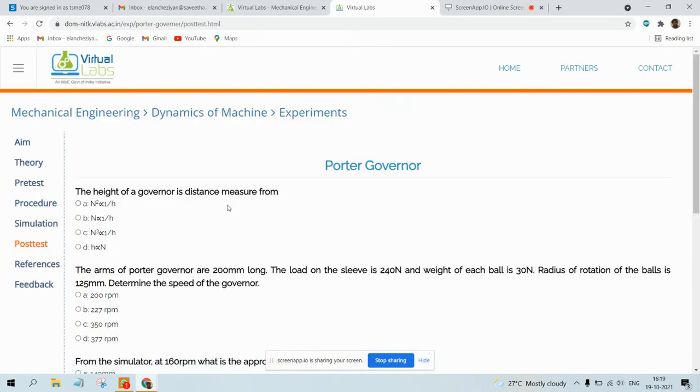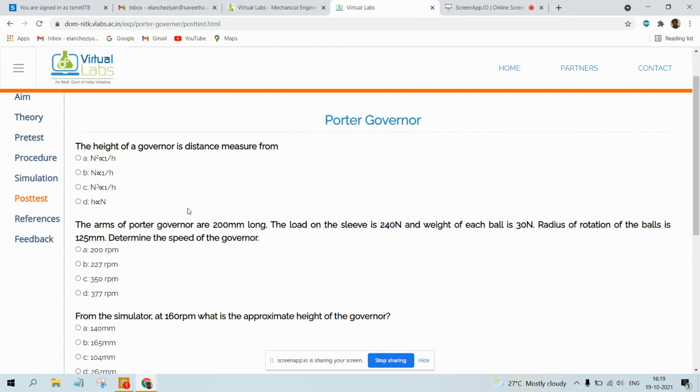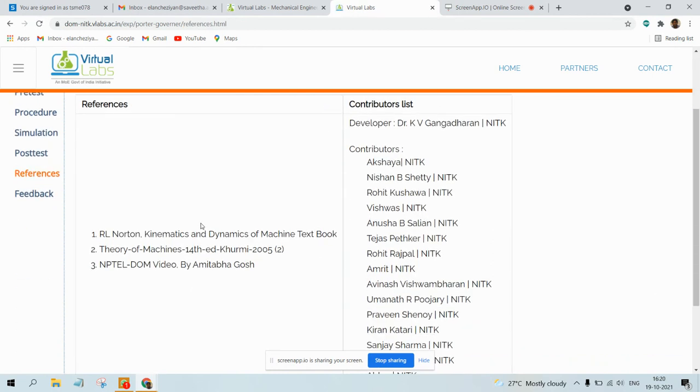Post test, you can take up the quiz again, whether you have familiarized the motor governor, and then certain references will be given accordingly, which you can refer for your further clarifications.